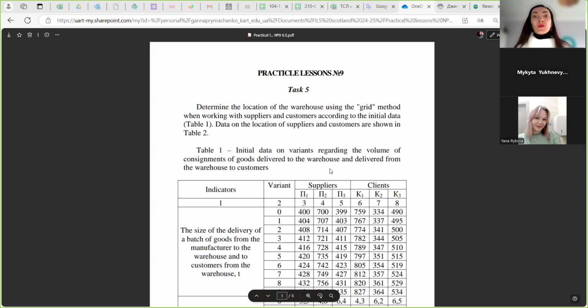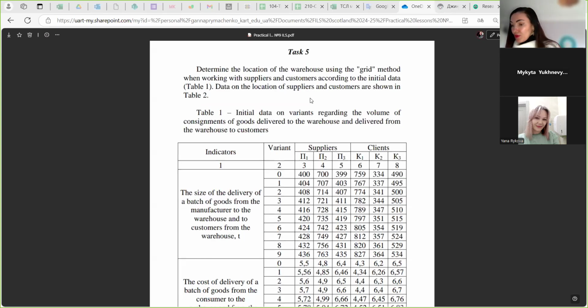Okay, good afternoon. Now we start our next practical lesson, number 10. But in the previous practical lesson, we didn't finish our task number 9. So today we need to finish it and after that do our next task. Task number 5, we finished on formula 4.